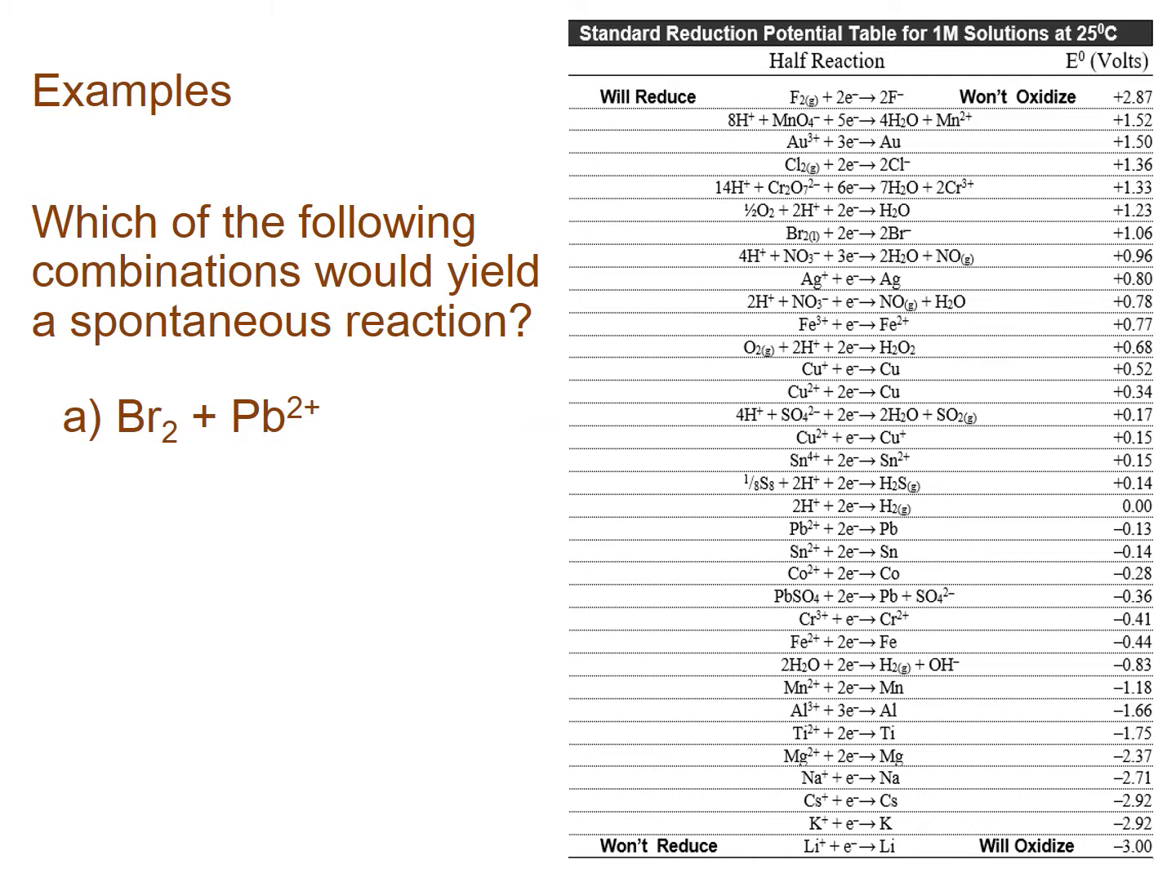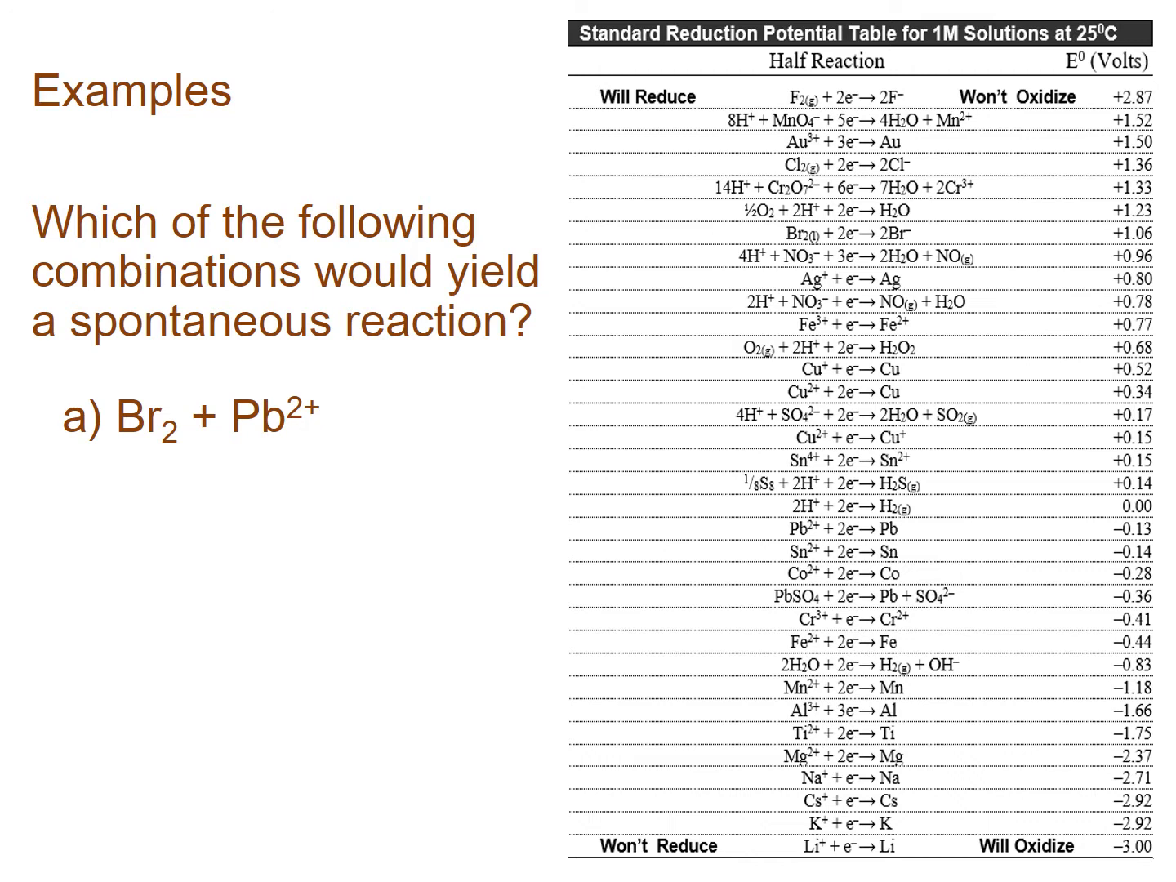Examples. Which of the following combinations would yield a spontaneous reaction? We're starting with Br2 and Pb2+. I'm going to have to locate them on my standard reduction potential table and determine, according to their location, whether or not I have a spontaneous reaction or whether or not they'll do nothing. Pause now. Look them up. When you have an answer, then unpause the video.